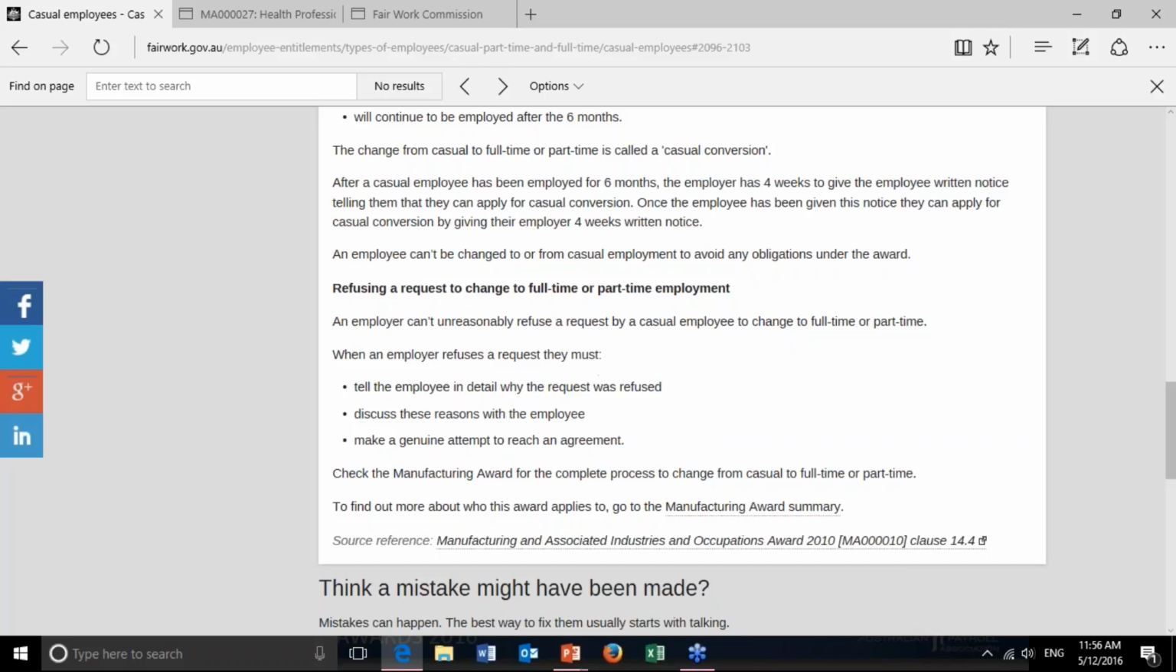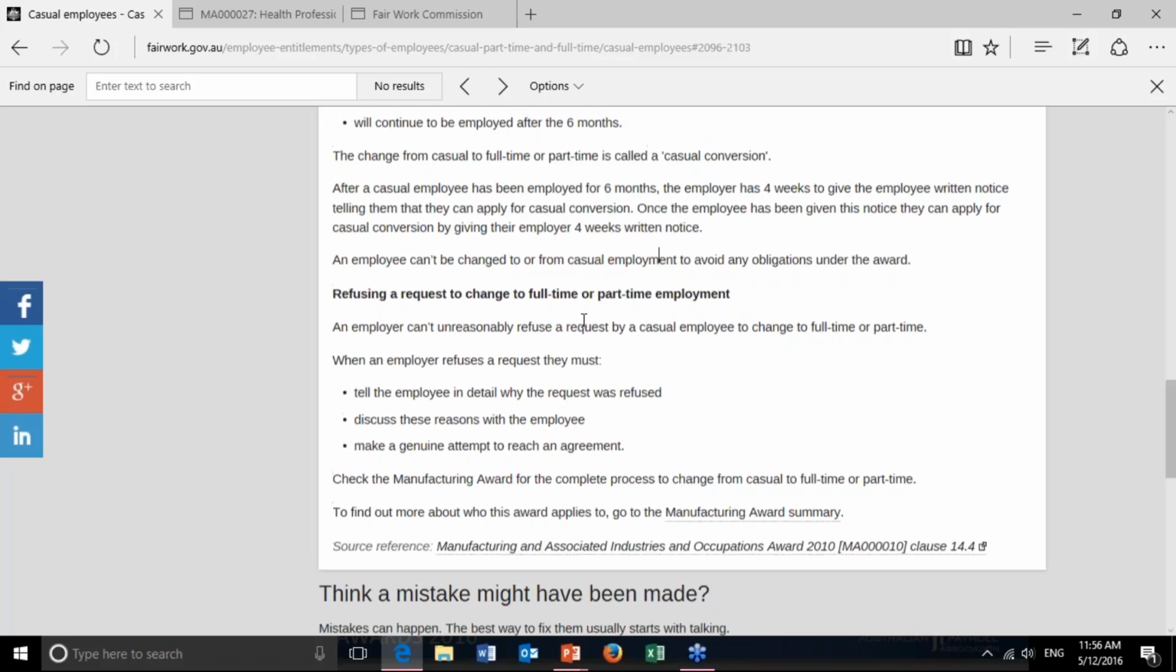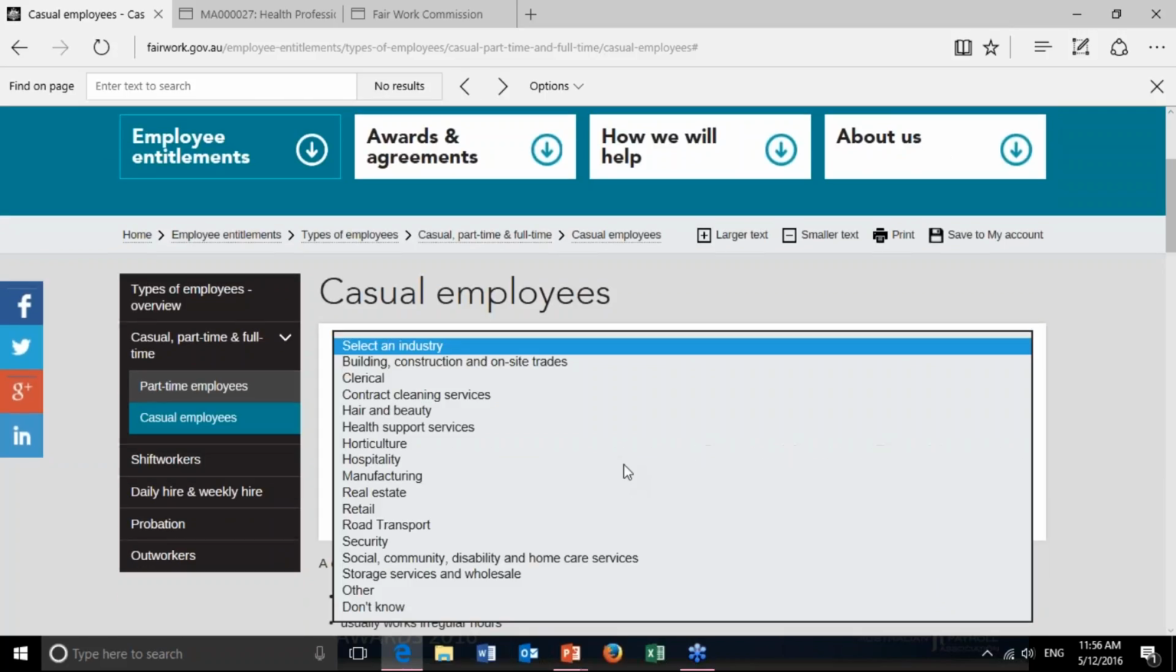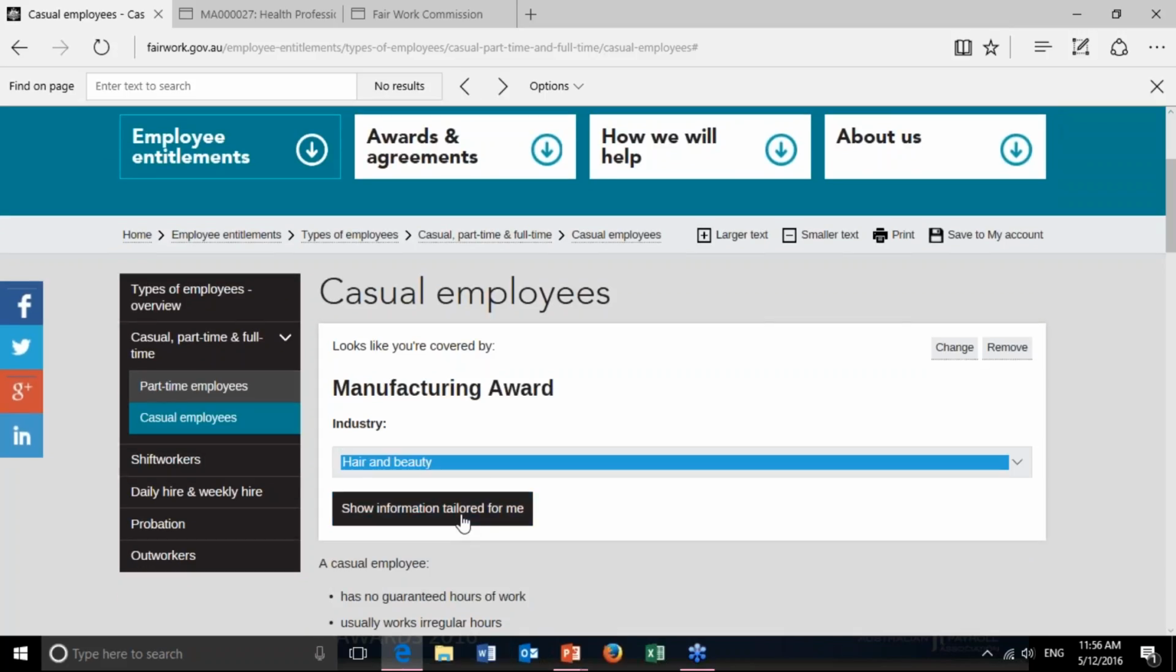So basically the point is, yes, there are certain terms and conditions for casual employees, and it's called casual conversion, and it is in a few modern awards. The manufacturing award is the most common one, but please look at your award. As I said, the most common industries are here. We can have a look at another one. Let's have a look at hair and beauty. I don't imagine there are any special provisions for that.